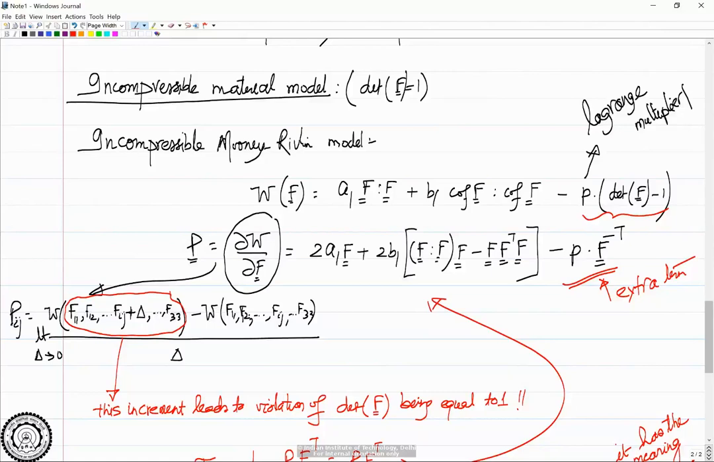So the domain of determinant of F equal to 1 is different, and the domain of that F with respect to which we are taking the derivative is different. Correct. So for incompressible materials, the domain of big F must be restricted to all those big F which have determinant equal to 1. But while taking the derivative here, we are not taking that restriction.